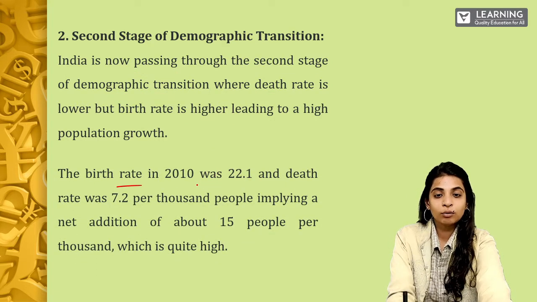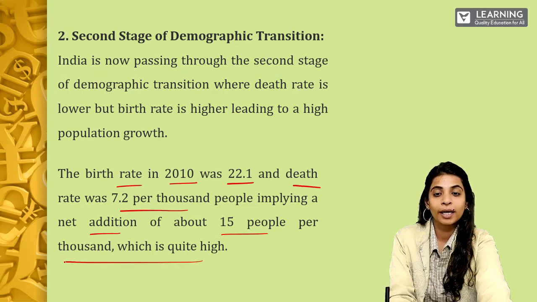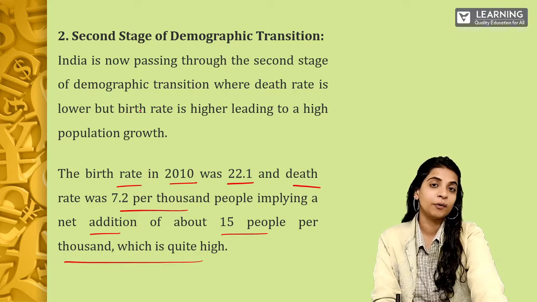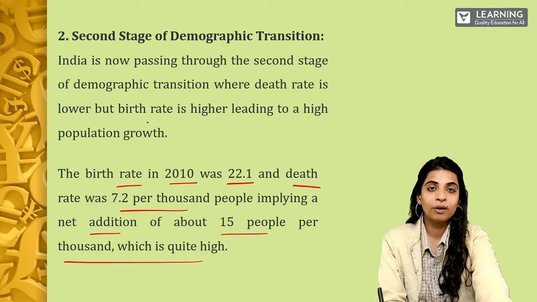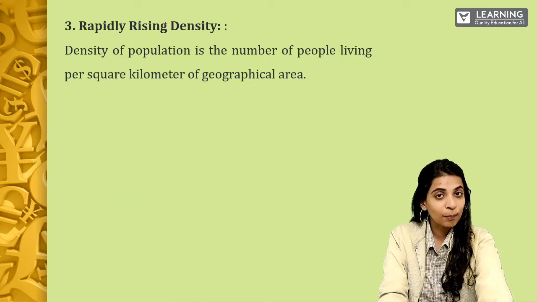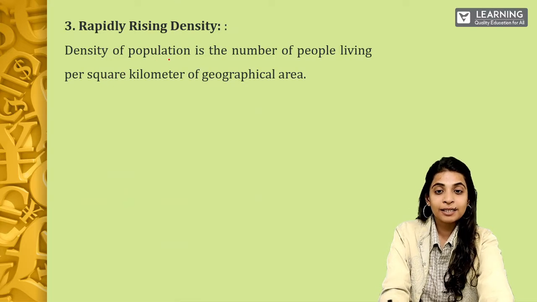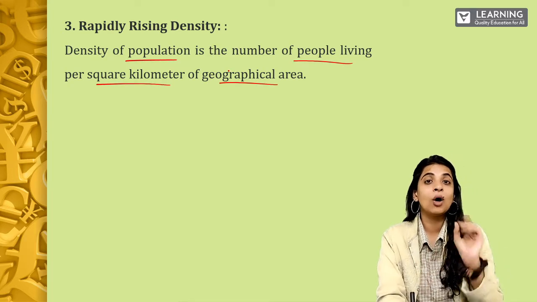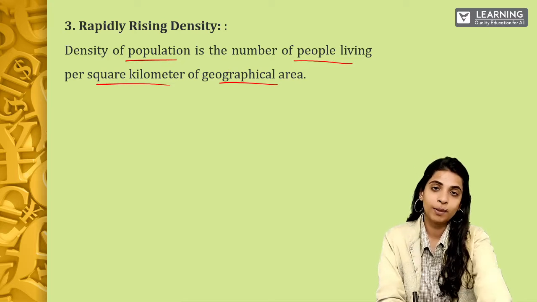The birth rate in 2010 was 22.1 and the death rate was 7.1 per 1,000 people, implying a net addition of about 15 people per 1,000, which is quite high. So these are some figures you have to learn when you give examples. All right. Now moving on, rapidly rising density. The density of the people is increasing. Density of population is the number of people living per square kilometer of geographical area. How many people are living in your area is the density of the population of that area.